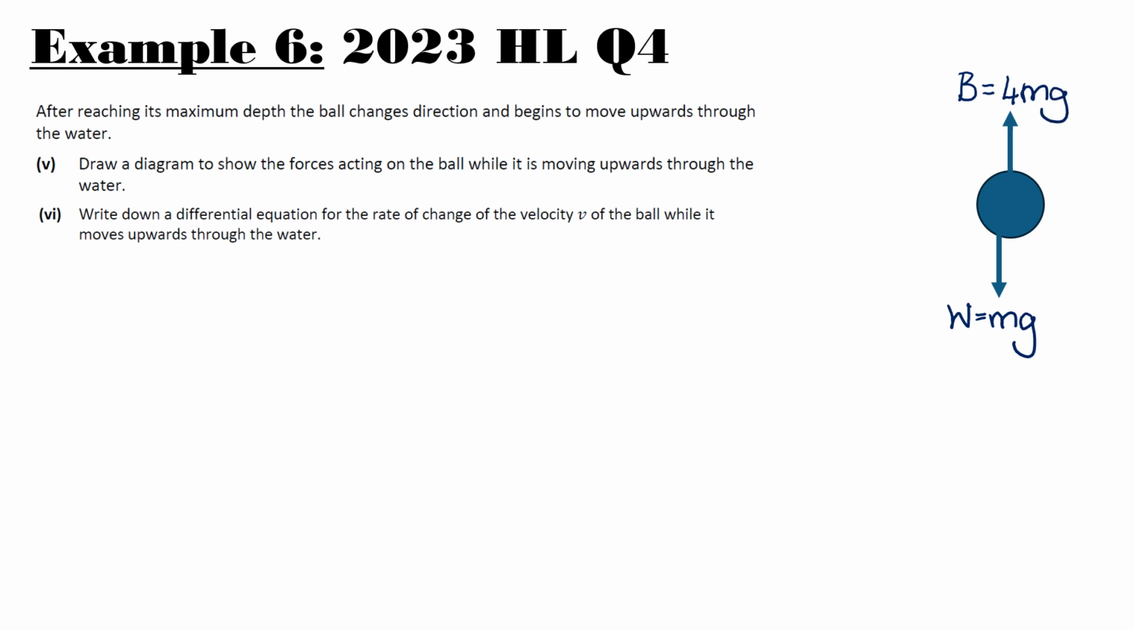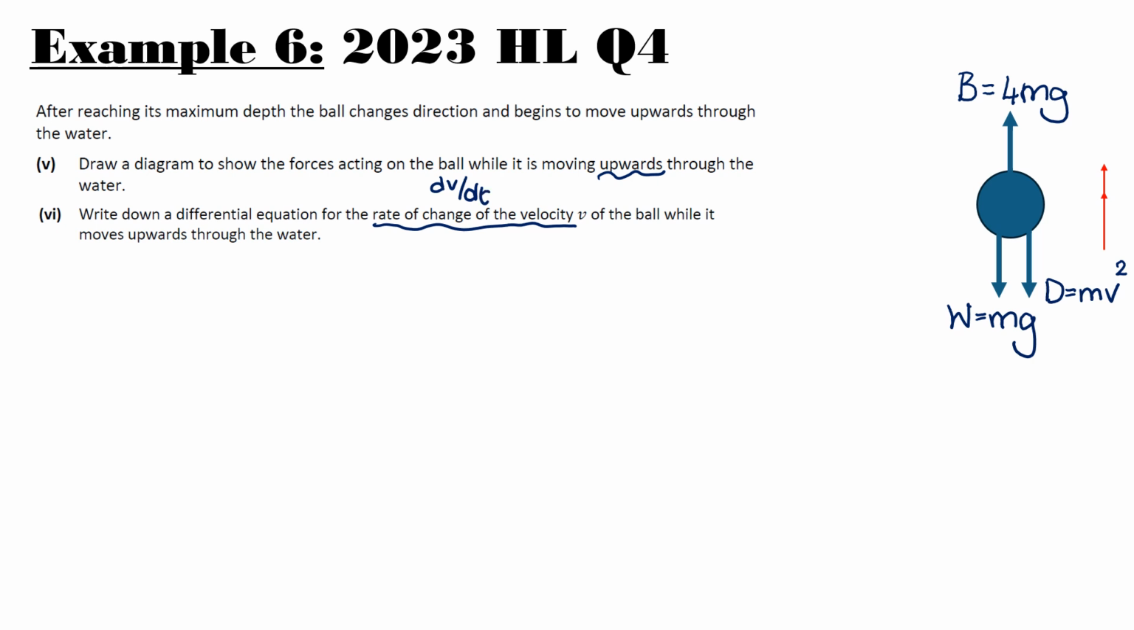Now we need to think about, well, what way are we moving? So we're moving upwards through the water, which means this time drag is going to move downwards. Drag always goes against motion. So think of it as a type of resistance. So then this is our drag, which is mv squared. So they want us then, once we have this part done, to write down a differential equation for the rate of change of velocity. It doesn't say with respect to displacement, so we're happy to think of this as just dv dt.